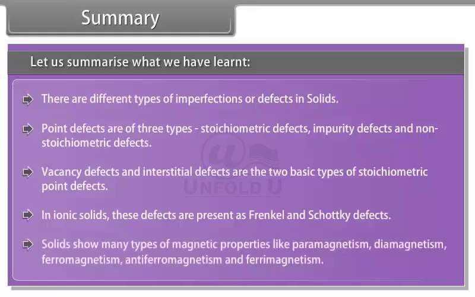Solids show many types of magnetic properties like paramagnetism, diamagnetism, ferromagnetism, antiferromagnetism, and ferrimagnetism.